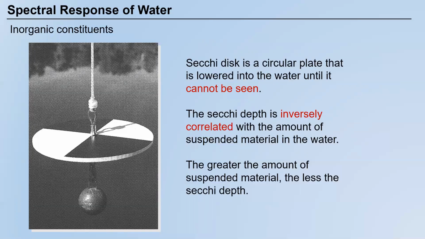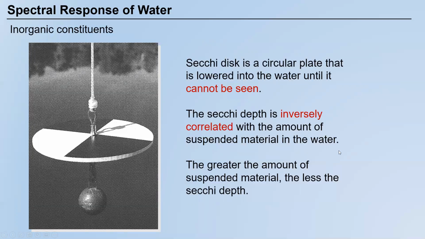Right? If the Secchi depth is very shallow, which means that maybe after say 20 centimeters, you cannot see the disk anymore, it means that the water is very turbid. Okay, so the Secchi depth is inversely correlated with the amount of suspended material in the water.